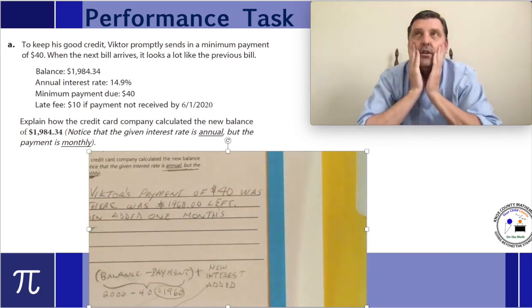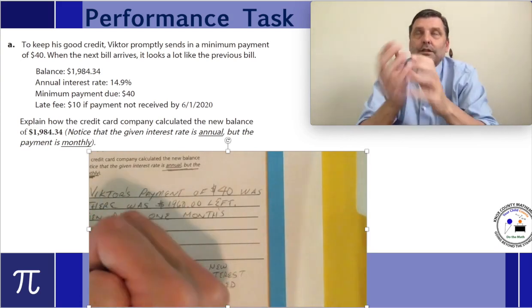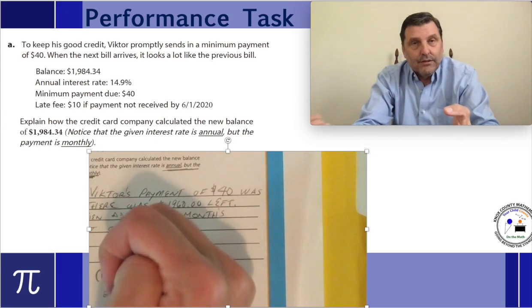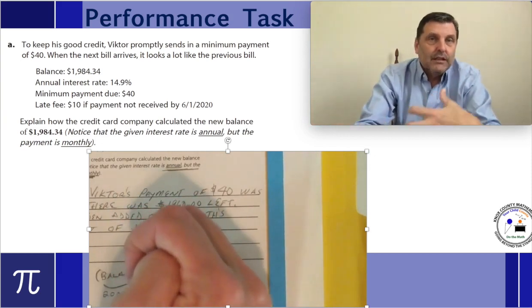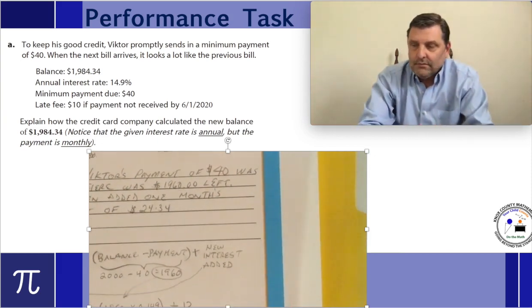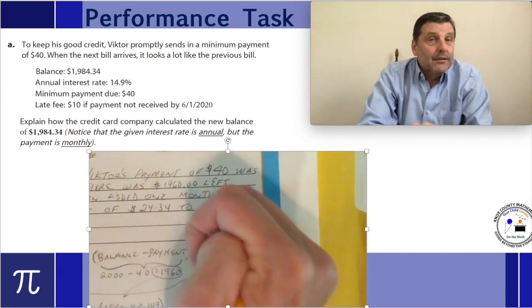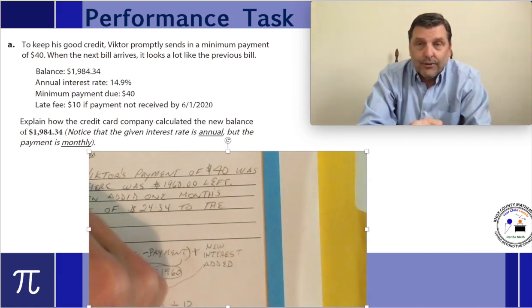It kind of makes sense. So you owe some money, you take some away if you make a payment, but you still got to add some interest to it. How you determine that interest is the percent. And the final total, the next month's balance, would be $1,984.34.